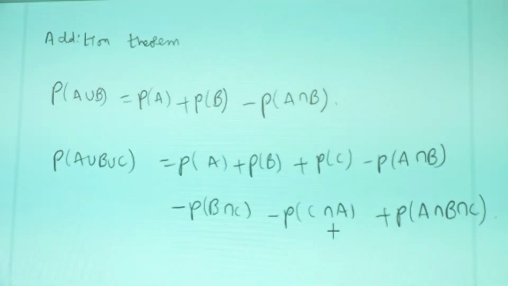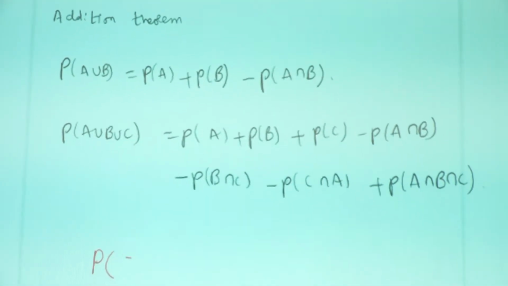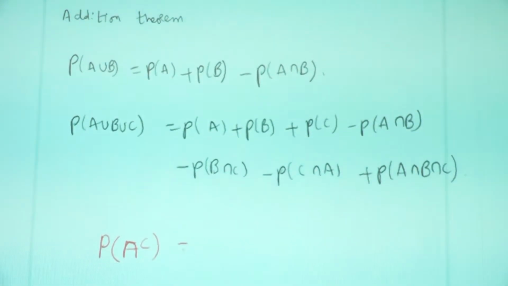Done? Write a note. Probability of at least one is equal to 1 minus probability of none. Okay? And P of A complement is equal to 1 minus P of A.